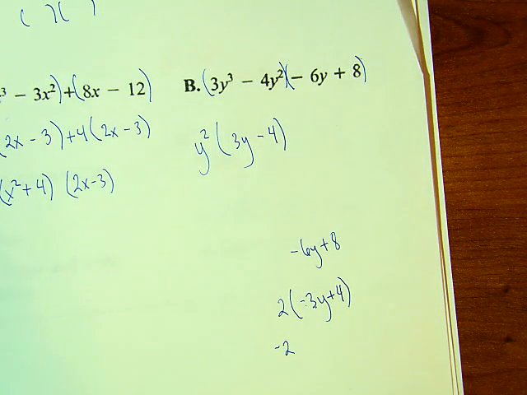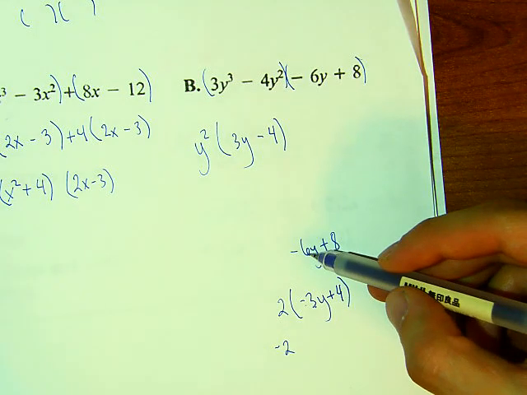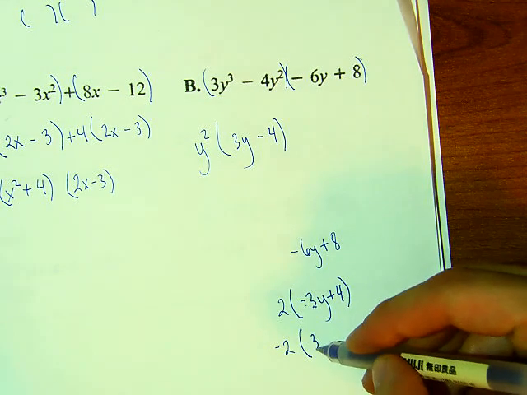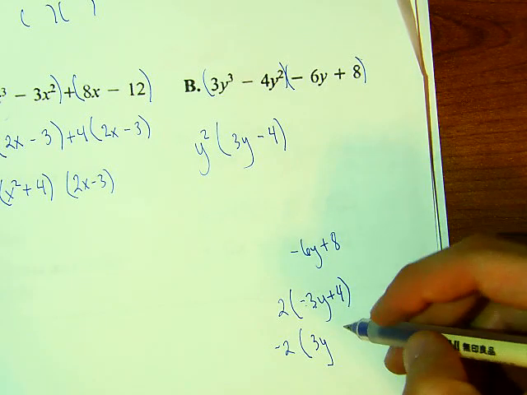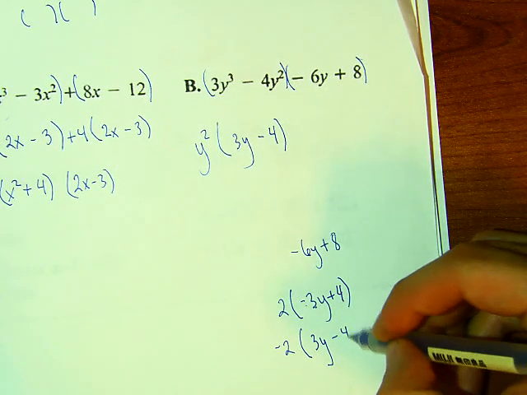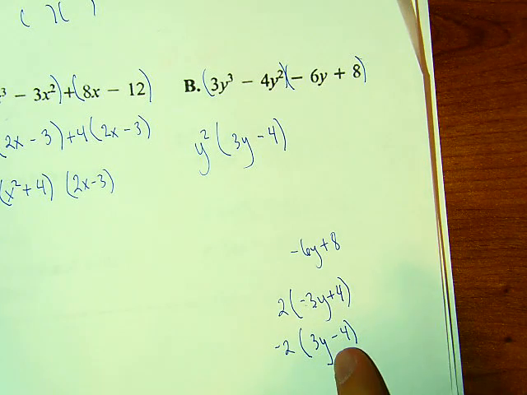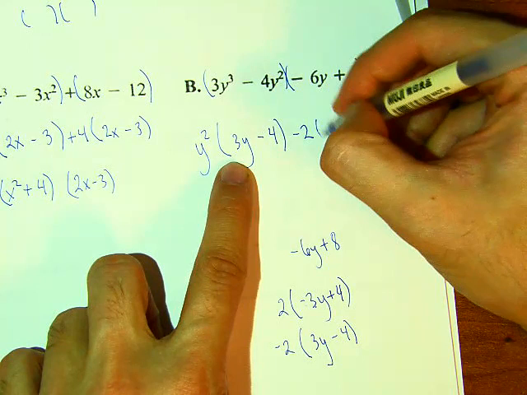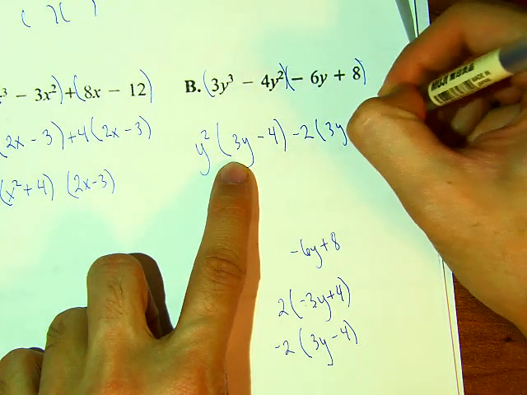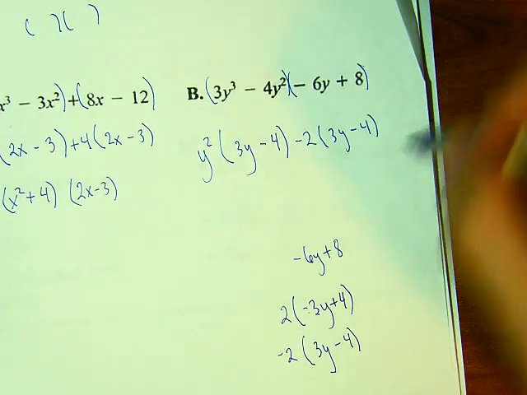Okay, take out a negative 2. And if you divide negative 6 by negative 2, you get a positive 3. You get that positive 3y. And positive 8 divided by negative 2 is negative 4. And then voila. They are the same now. So here it's a minus 2 times 3y minus 4. And then your life is very easy.